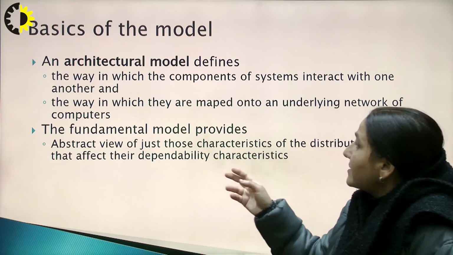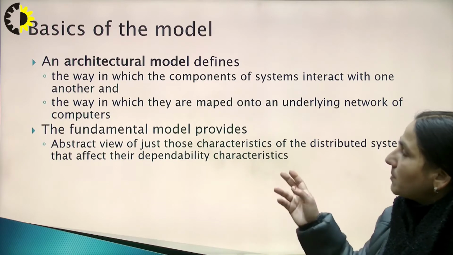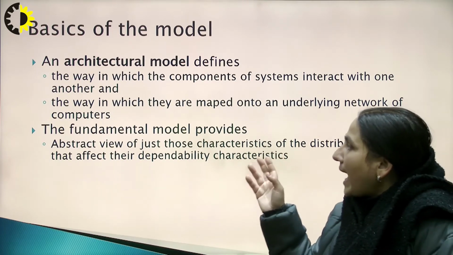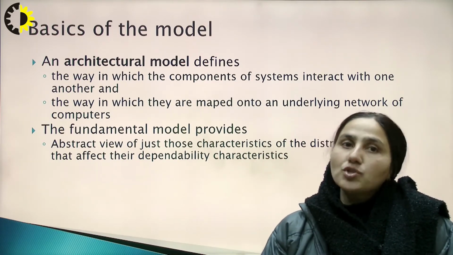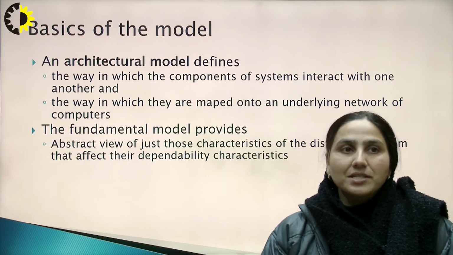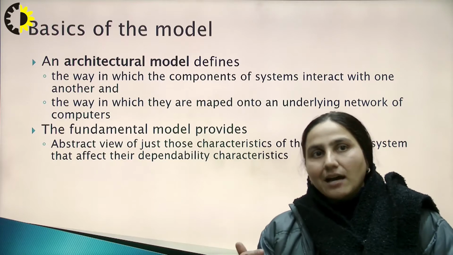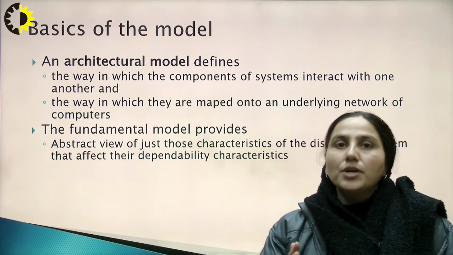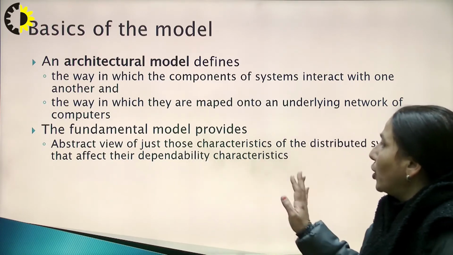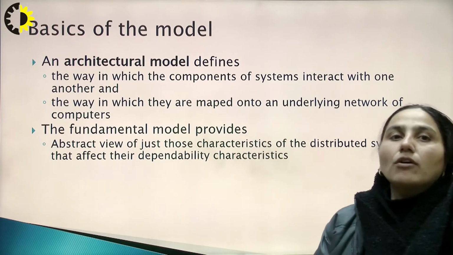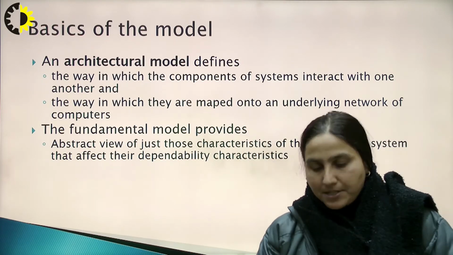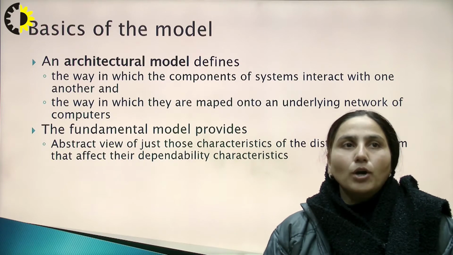Next is the fundamental model. This particular model provides an abstract view of just those characteristics of the distributed system that affect their dependability characteristics. The fundamental model describes only an abstract view of the characteristics of the complete distributed system. So, this is the basics of the model.